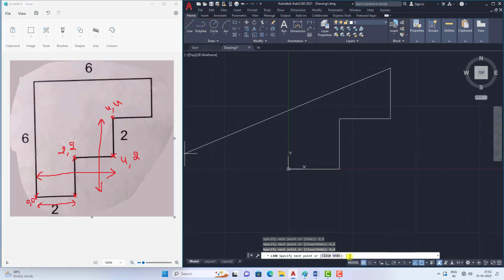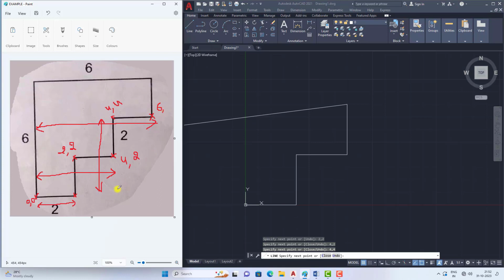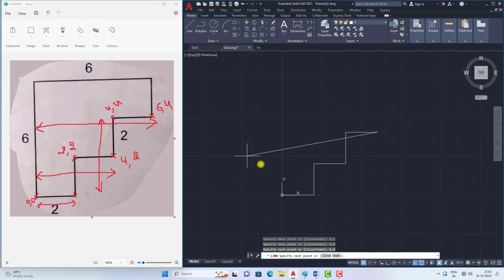And now we need to go here, right? So to this point, what is the distance? The x distance from the origin. See, the x distance is 6, as we have given here. So we need to move in the x direction 6, and in the y direction, this is 2 and this is 2, so this is 4. If you give the value 6, 4, then the point will appear here.